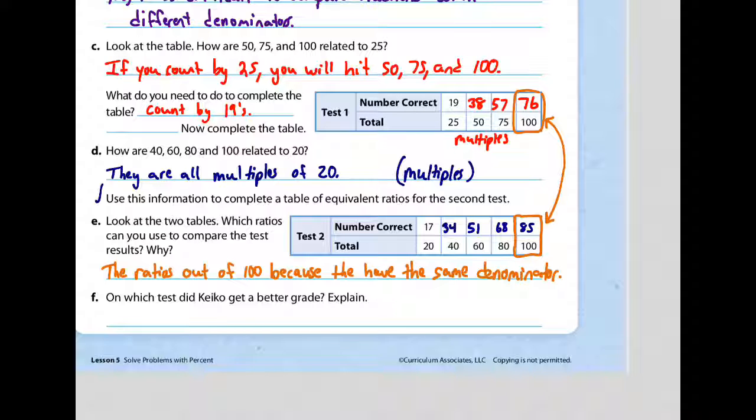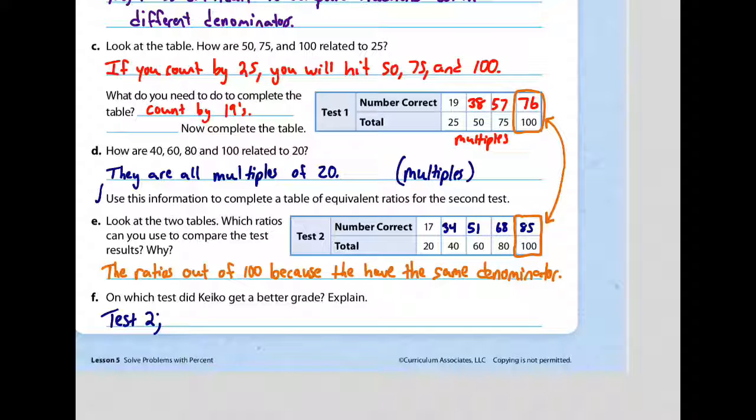Now, the other thing is, what we're going to learn, since we're talking about percents in this chapter, is when the denominator is out of 100, it's kind of like our key to everything. It's going to make things a lot easier, and you're going to see that with percents. Now, F said, on which test did Kaiko get a better grade? Explain. So she got a better grade on test 2. Now the reason is because they were both out of 100 by this point, right? So 85 out of 100 is higher than 76 out of 100.